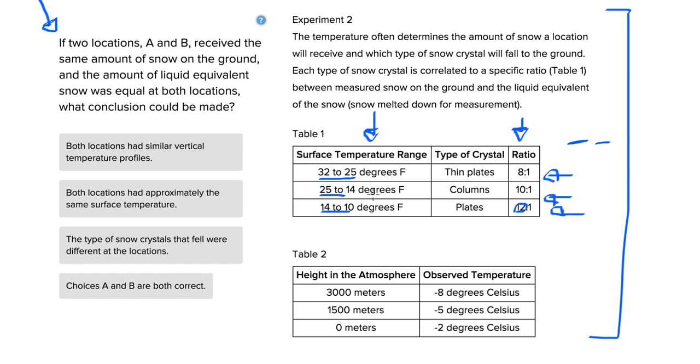precipitation on the surface. So if we have two areas that got the exact same amount of precipitation, and they have the same amount of liquid equivalent snow as well, so the same ratio as well, then they're going to have landed in the exact same surface temperature range. So what really matters is that they both share the same surface temperature range.